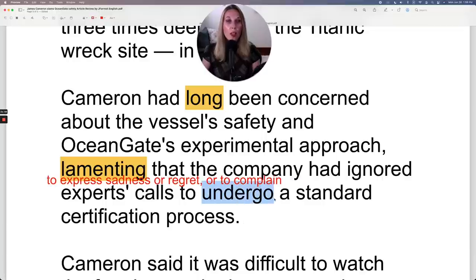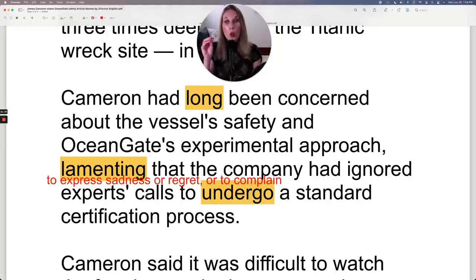When you undergo something, it means you participate in it. So they have this certification process. So if you undergo it, it means you participate in it. You do it. You take the necessary action to become certified. But James Cameron was lamenting because OceanGate didn't undergo the standard certification process, which experts had recommended.